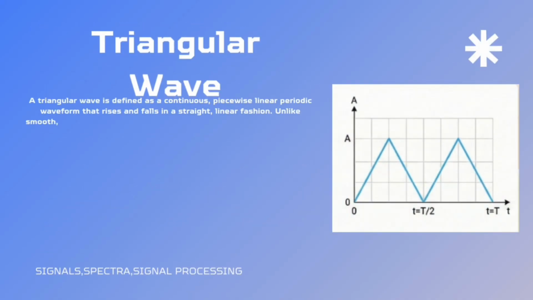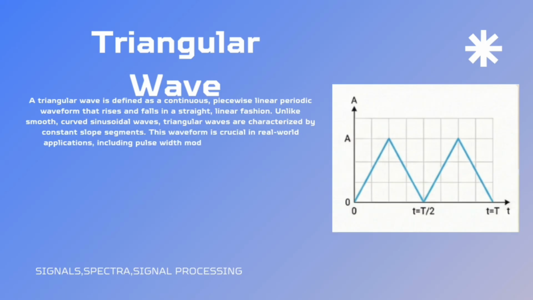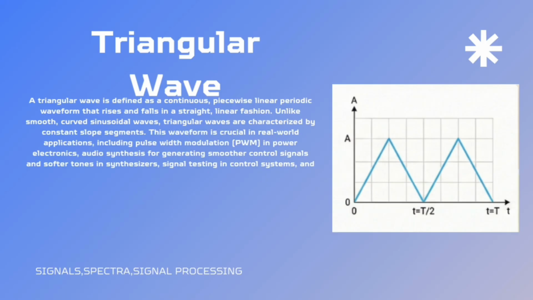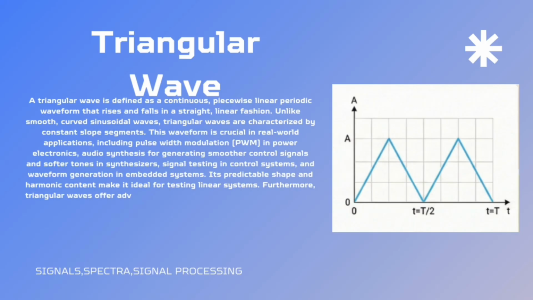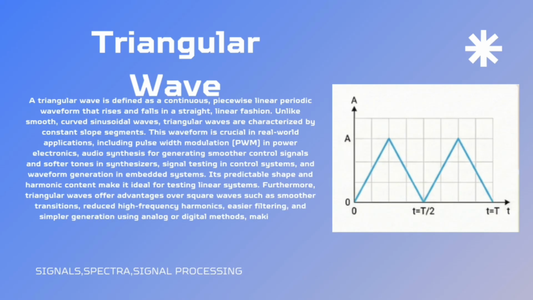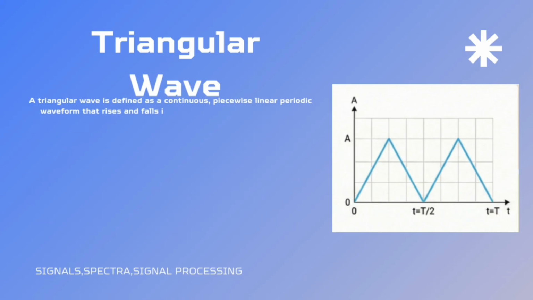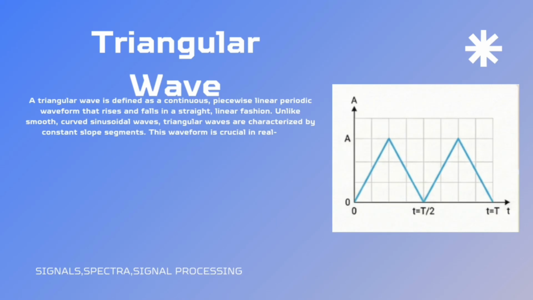A triangular wave is defined as a continuous, piecewise linear periodic waveform that moves in a straight linear fashion. Unlike smooth, curved sinusoidal waves, triangular waves are characterized by constant slope segments.